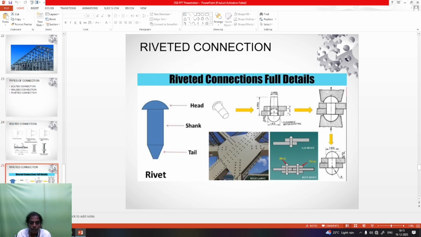Next are riveted connections. In a riveted connection, this is the head, this is the shank, and this is the tail. A metal pin is driven through, so skilled labor is wanted. The joint has two types: the first is lap and the second is butt. Lap means two plates are connected one over the other. This is known as a lap joint. Butt joint means two members are connected horizontally, and a packing plate is used with the rivets. So this is the riveted one.